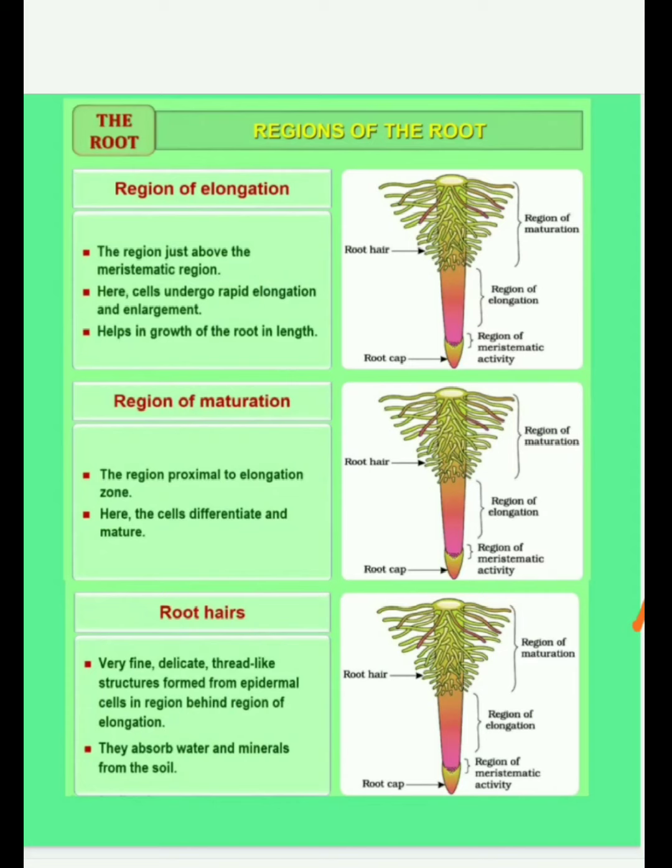So we are done with the root cap and the region of meristematic activity. The next region to discuss is the region of elongation. It is just above the region of meristematic activity. Here the cells undergo elongation and enlargement, so ultimately the cell size increases and finally the length of the root also increases. In the region of meristematic activity, cells divide, whereas in the region of elongation, there will be rapid elongation and enlargement of the cells.